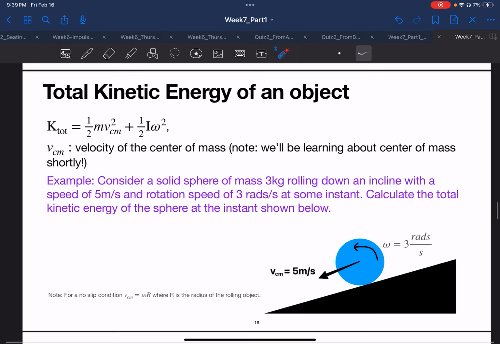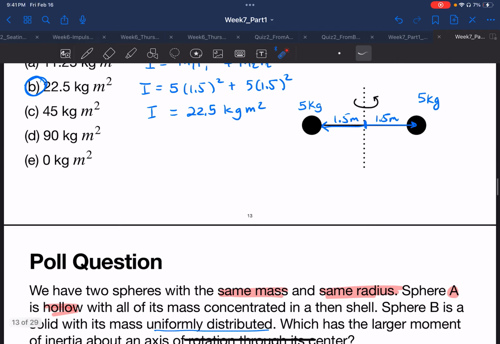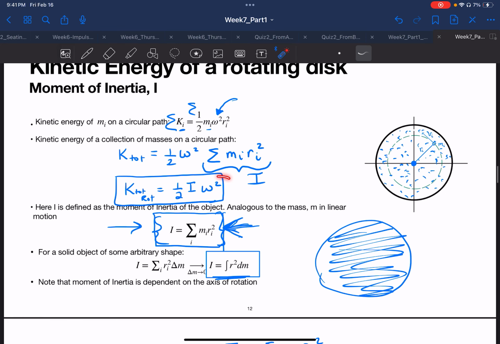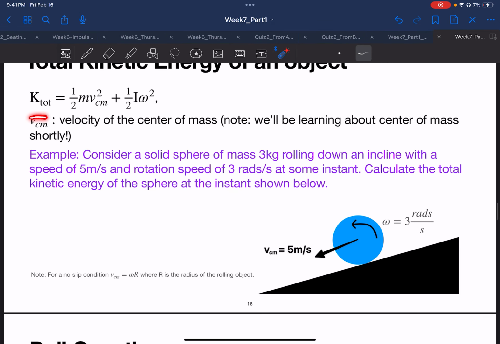All right, now let's apply the concept of total kinetic energy. So a few slides ago, we talked about calculating rotational kinetic energy by doing 1/2 I omega squared. But what if the object isn't just rotating? It's both rotating and translating linearly. Well, then we end up having two contributions to our kinetic energy term. The first contribution is from the translational motion of the center of mass, and then the second term is from the object rotating about some axis.